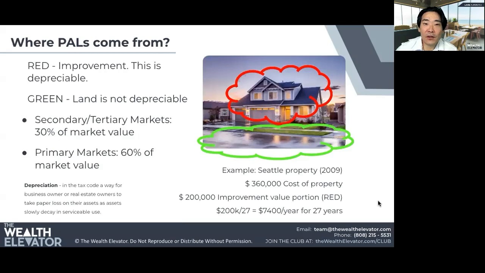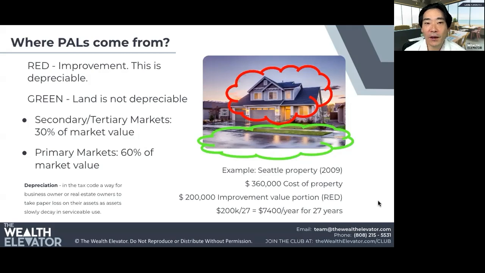So the next obvious question: where do passive activity losses come from? And we'll call these things PALs because they're our friend. If you look at the image here, the house is circled in red. This is the improvement value of this piece of property. The green part, the land, is not depreciable.